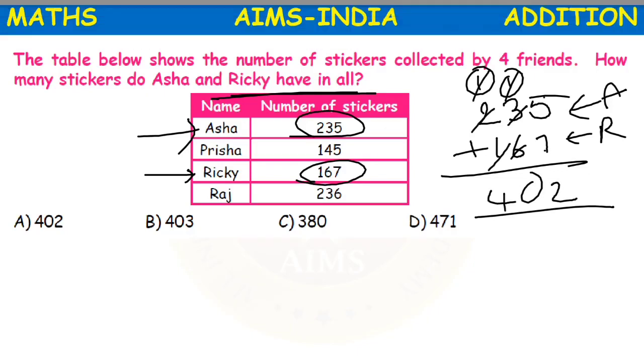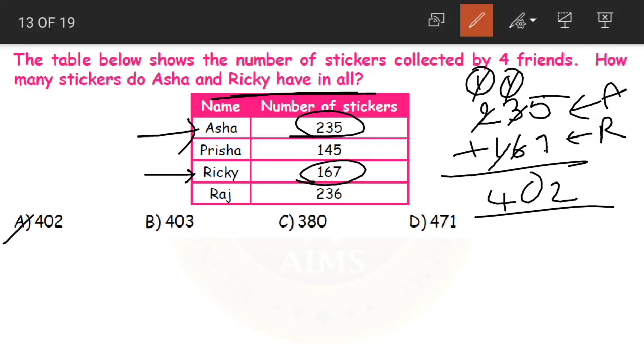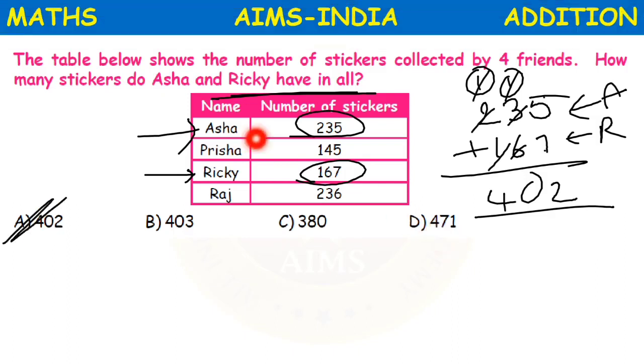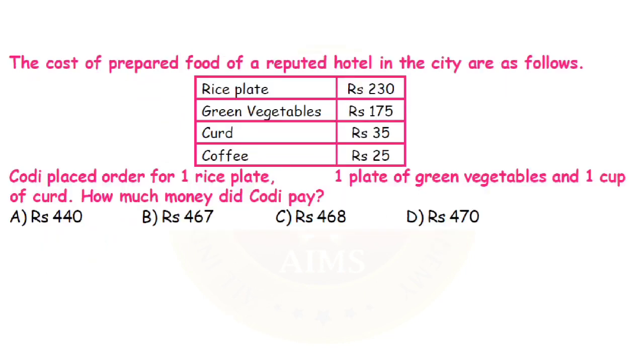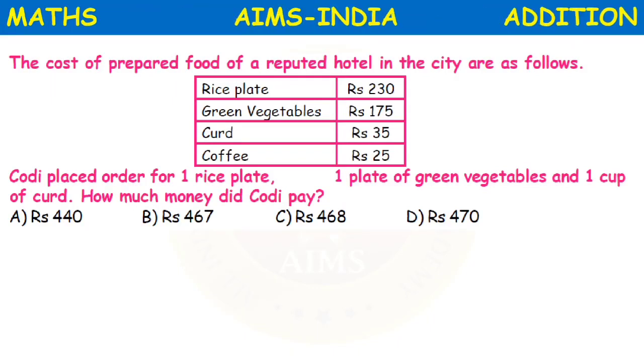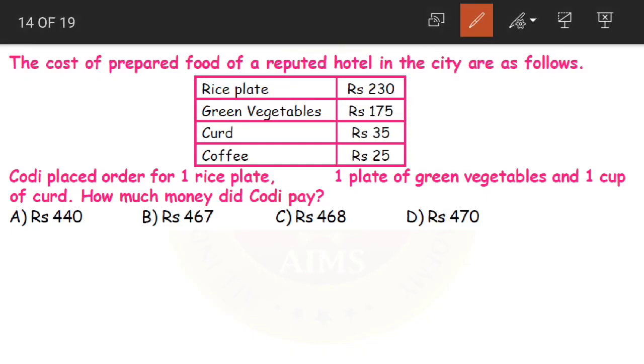So what is the correct answer, children? Option A, 412. Asha and Ricky have 402. Sorry. Asha and Ricky have 402 stickers with them. Clear, students? Yes, it was a question of simple addition. Now again, this question is also the same.